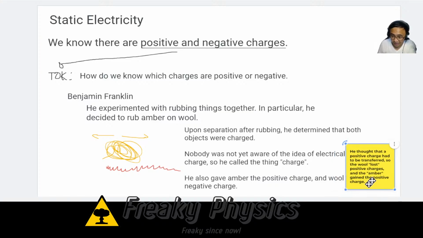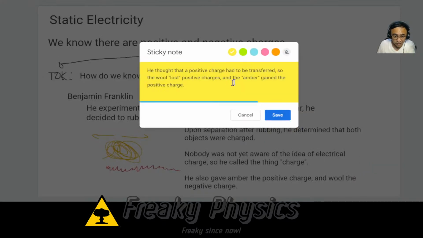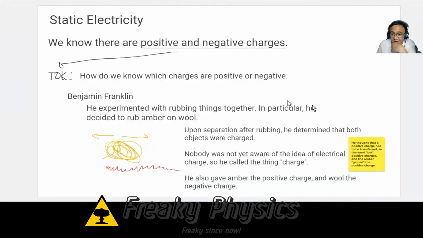But everything else that he came up with was eventually verified. So again, everything else that he came up with was verified. The only thing that wasn't true, according to him, was what was the thing that was lost and found. So anyway, that's a TOK bit. That's how we know charges are charges. That's how we know charges are positive or negative.